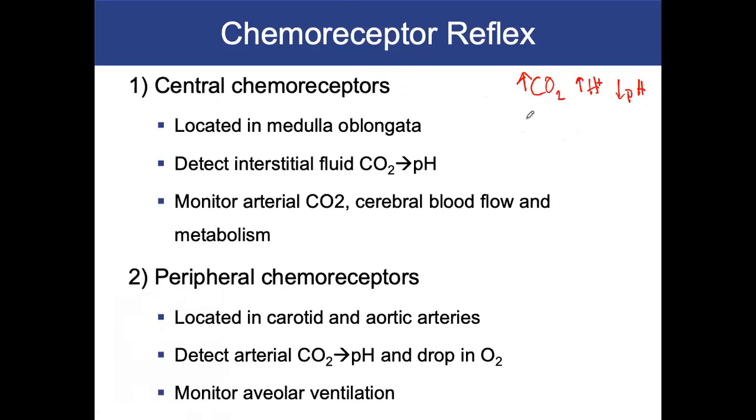Where are your sensors? You have 2 of them. Central chemoreceptors are the first sensor, so make sure you're drawing this out. They're located in the medulla oblongata. The second group of sensors are peripheral chemoreceptors. They're located in your carotid and aortic arteries, actually in your carotid sinus and aortic arch. So those are your chemoreceptors.